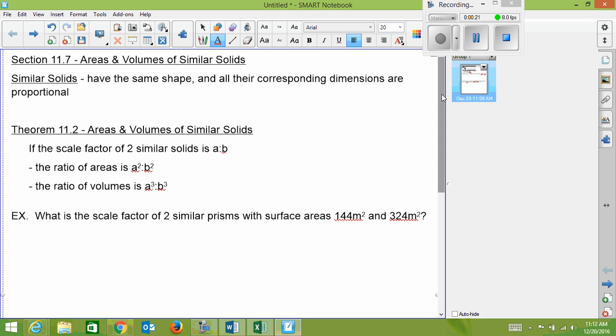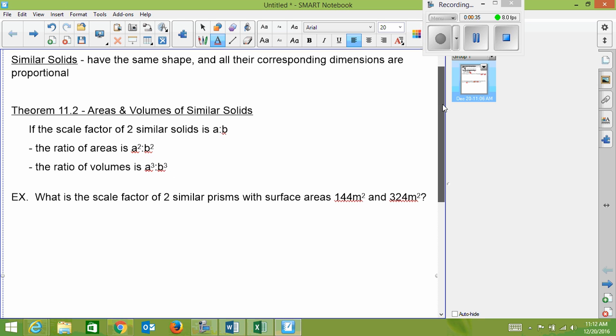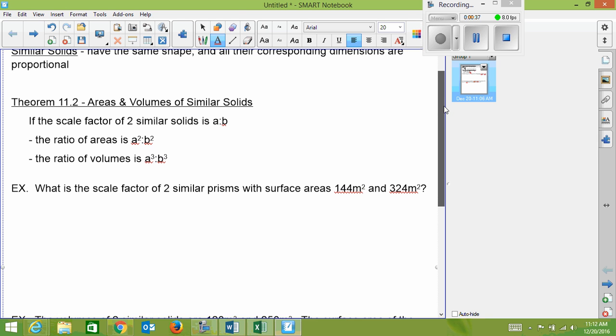So, areas and volumes of similar solids. If the scale factor of two similar solids is a to b, then the ratio of their areas is a squared to b squared, and the ratio of their volumes is a cubed to b cubed. So we need to use that to try to solve this example that I have here.